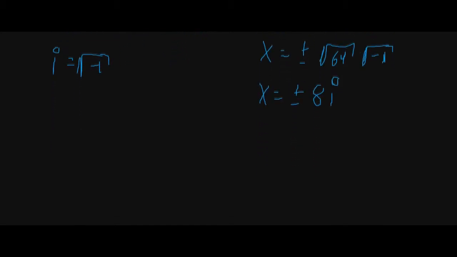Now, if we want to write this in factored form, let me go ahead and write it here. x equals positive 8i, and x equals negative 8i. These are my two roots. They're two non-real solutions. These are called complex roots. They're complex when they're not real. These are imaginary.